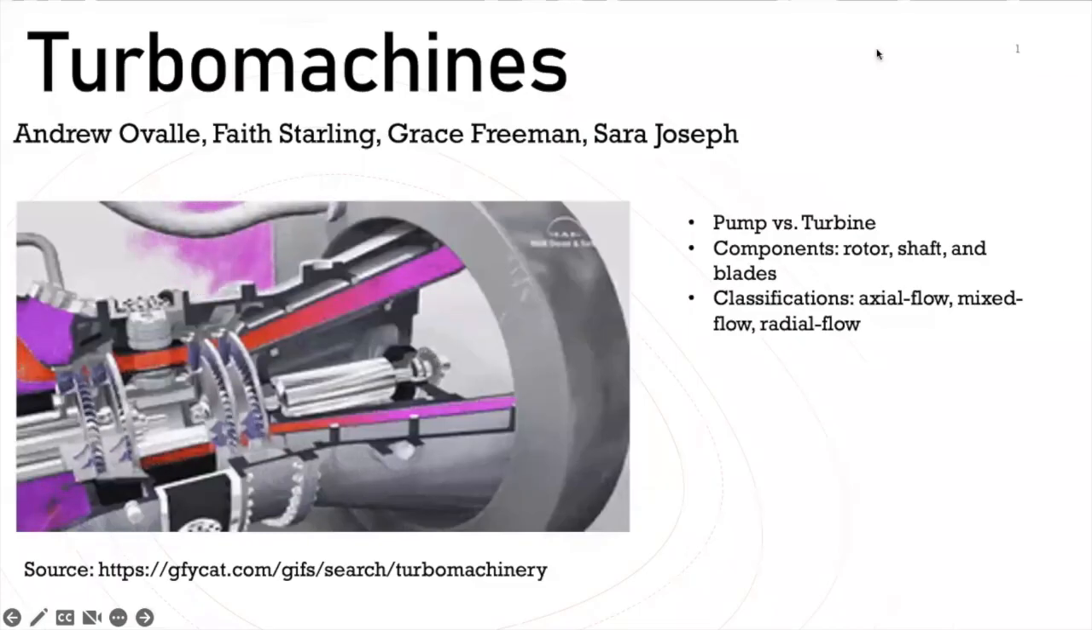So today we're going to be talking about turbo machines. Well, what is a turbo machine? A turbo machine generally refers to a pump or a turbine. A pump adds energy to the fluid to move it or increase the pressure, while a turbine extracts energy from the fluid. Basic components that make up a turbo machine are the rotor, shaft, and blades.